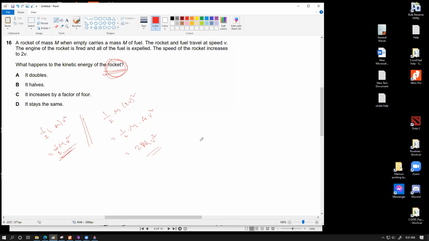Sir, can you explain the last part once more? If you have two objects traveling connected with each other in the same direction at speed v, and you are trying to find the kinetic energy of this one, you have to use half into this one's mass into the speed squared. Do you understand now? Yes, sir. Okay, very good.